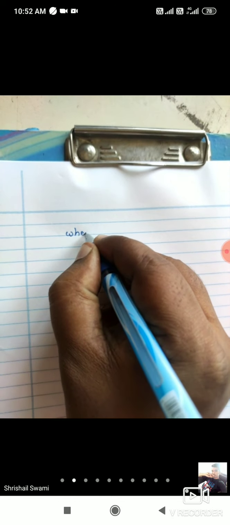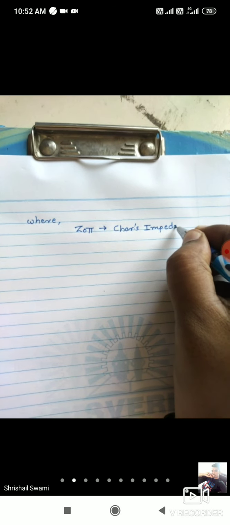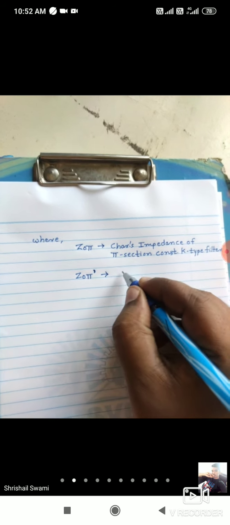Where Z0 pi is the characteristic impedance of the pi section constant k type filter, whereas Z0 pi dash is the characteristic impedance of the pi section M derived filter.